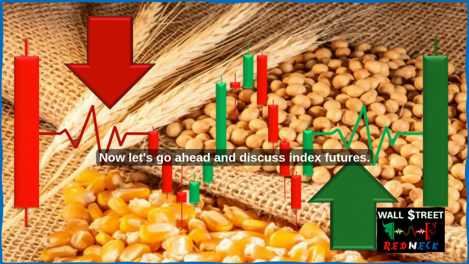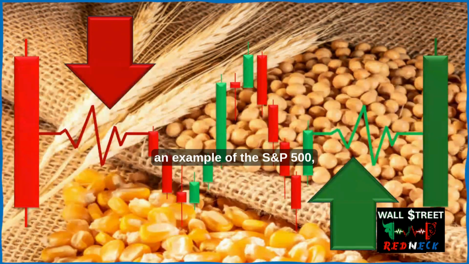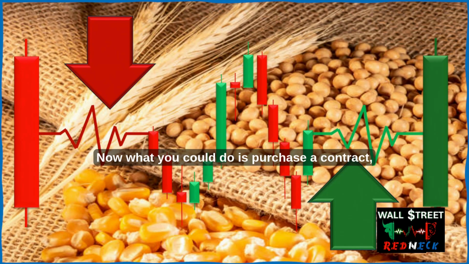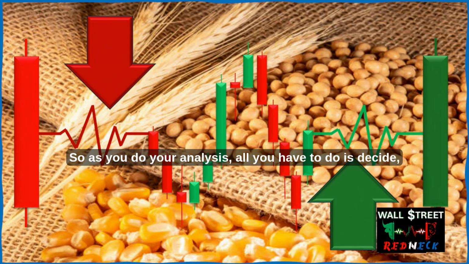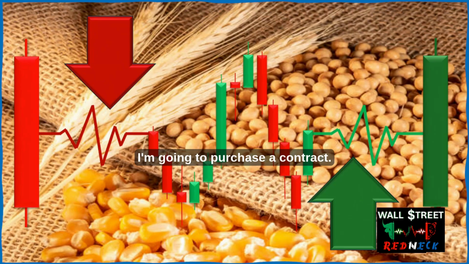Now let's go ahead and discuss index futures. In the early 1980s, the Chicago Mercantile Exchange, which is CME Group, introduced futures as contracts. That is an example of the S&P 500, the NASDAQ 100, or the New York Stock Exchange. Now what you could do is purchase a contract, which is all 500 companies under the S&P 500 as one contract. All you have to do as a benefit for this is to decide if you're going to purchase the contract long or purchase the contract short, meaning that you're going to either buy it or you're going to sell it.